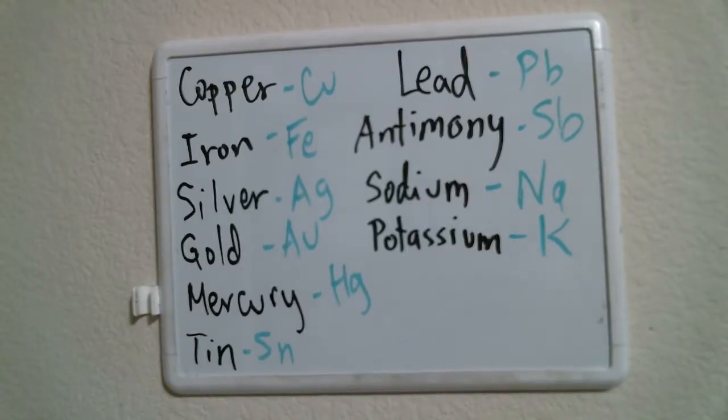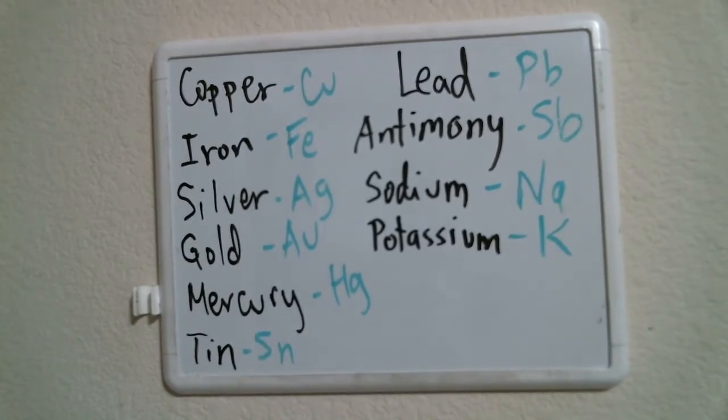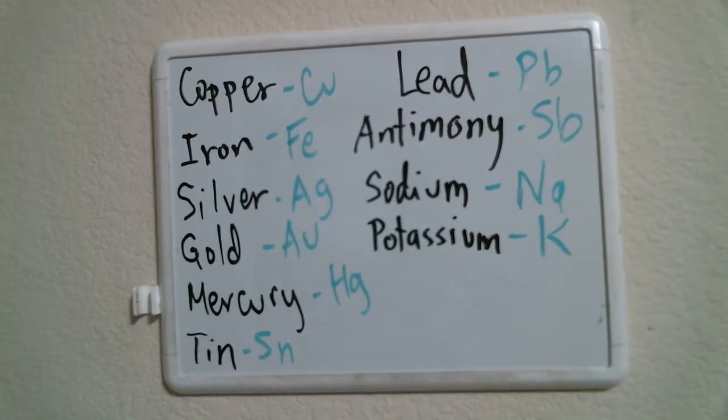Not all elements have elemental symbols that are easy to figure out, like hydrogen and oxygen, which are H and O. They're just the first letter of the element name. These are some elements in the periodic table that you probably should know the elemental symbols for, because they're pretty common to see. Copper, iron, silver, gold, mercury, tin, lead, antimony, sodium, and potassium.